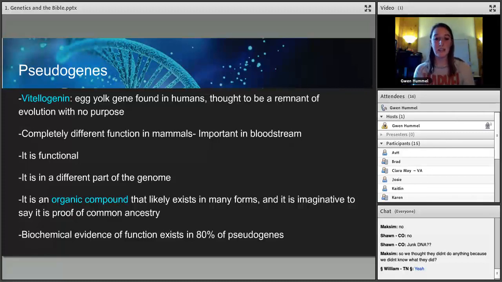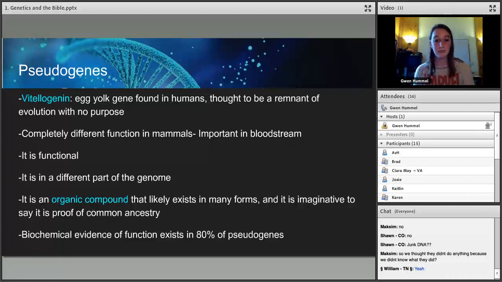One of these, as an example, is vitellogenin. This is another favorite of evolutionists. This is an egg yolk gene found in humans. Obviously, we don't produce egg yolk, but it's thought to be a remnant of evolution with no purpose. As we went and looked at it, we found that it has a completely different function in mammals. It's actually important in our bloodstream. It keeps things sticky so our blood doesn't stick to our arteries and our veins. This serves a really important function in mammals. It's the same gene and is found in a different place, but it does a different thing.